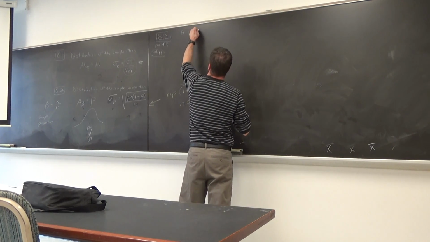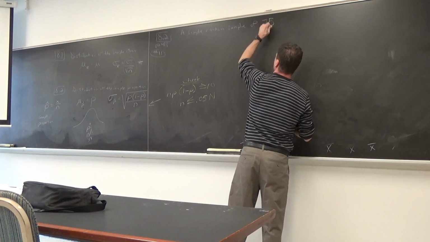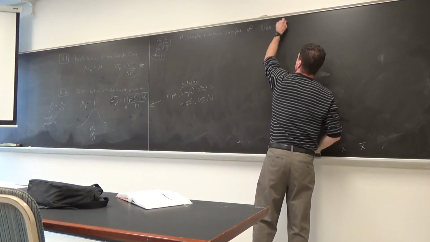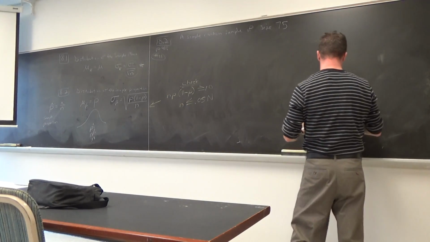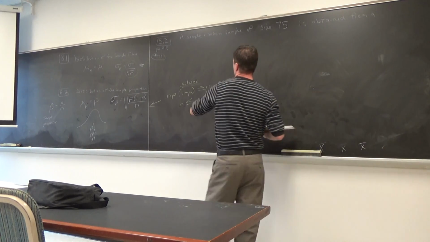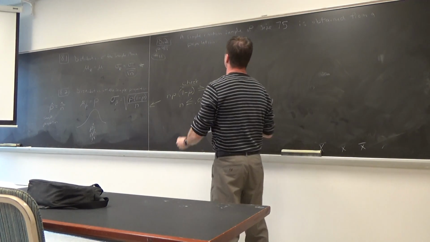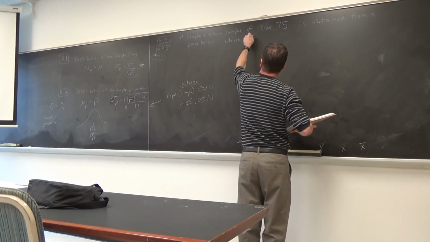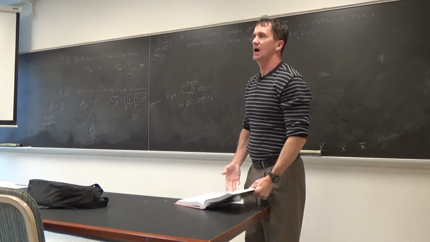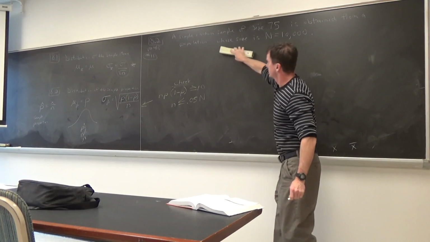A simple random sample of size 75 is obtained from a population whose size is big N equals 10,000. So don't be surprised when most of the problems, they don't give you big N, uppercase N. We can assume it's in the millions if they don't give it to us on some of these problems. It depends though.